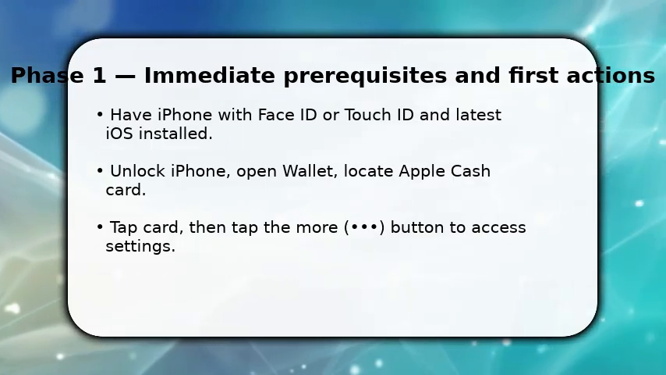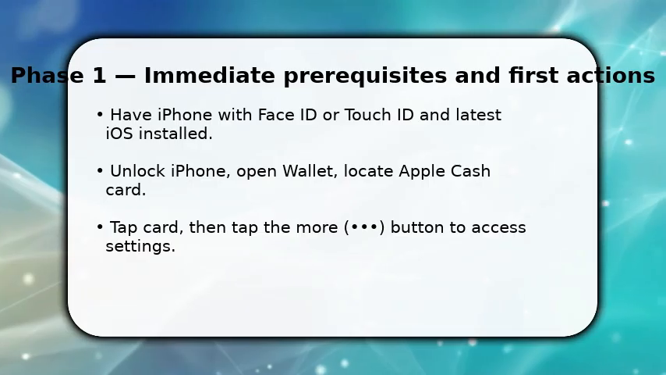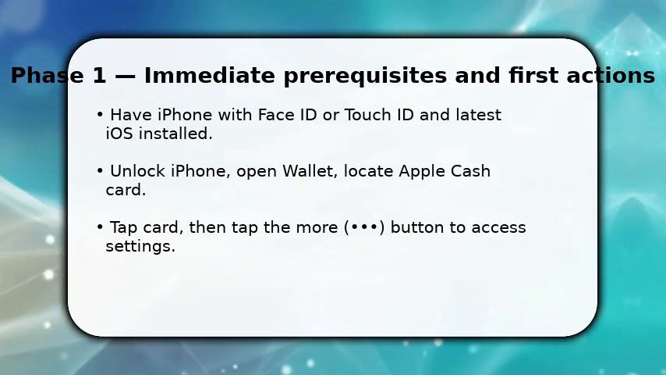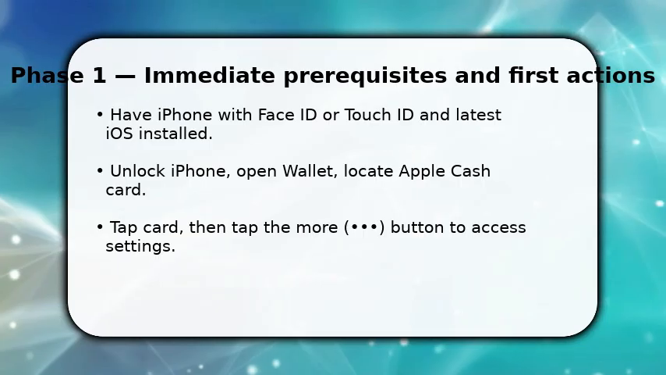Unlock your iPhone and open Wallet to the Apple Cash card. Once you see the card, tap it and then the More button. This opens card settings so you can remove it.